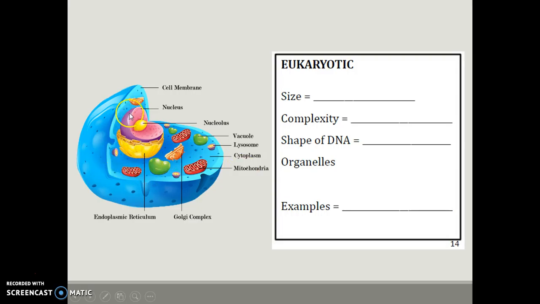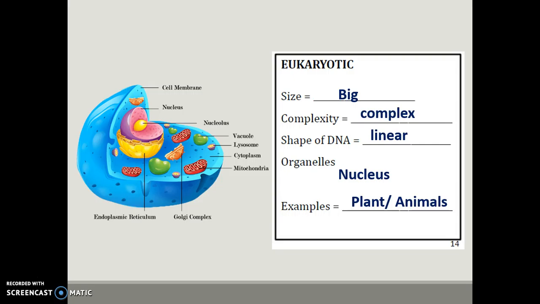Eukaryotic cells are a lot more organized. If you look here at this image, you see there's a nucleus, there's a vacuole, there are lysosomes, there's a mitochondria, you have Golgi apparatus or the Golgi complex, you have endoplasmic reticulum. So a lot more going on there inside the eukaryotic cells. These cells are typically larger than prokaryotic. They're much more complex, as you can see. The shape of the DNA is linear. Organelles, it definitely has a nucleus. That's the main one. That's the hub of a eukaryotic cell, but it has other organelles in there as well. And examples of a eukaryotic cell would be plant and animal cells.